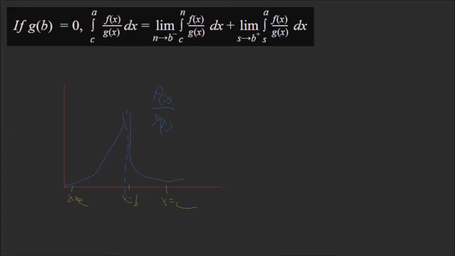The limit as n approaches b from the left of the integral from c to n of f of x over g of x. Now in this instance, c is going to be a, and over here, a is going to be c. So that's essentially what we're doing on both separate sides. We're splitting it into two separate integrals, and we're taking the limit from one point to the asymptote, or to a point infinitely close to the asymptote, and we're combining that with another integral infinitely close to the asymptote to your other bound. And so that's how you solve an improper integral featuring a vertical asymptote.